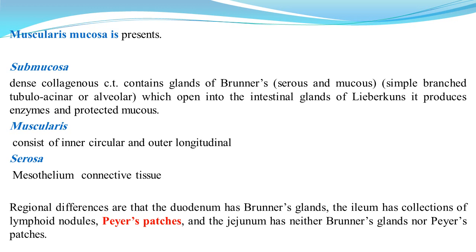The serosa is also found and well defined, and there are regional differences between the duodenum, jejunum and ileum. The duodenum has Brunner's gland. The ileum has collections of lymphoid nodules, which are called Peyer's patches, and the jejunum has neither Brunner's gland nor Peyer's patches.